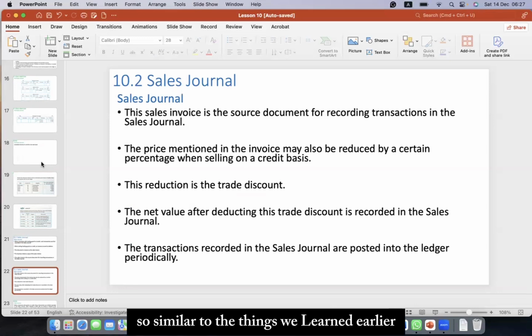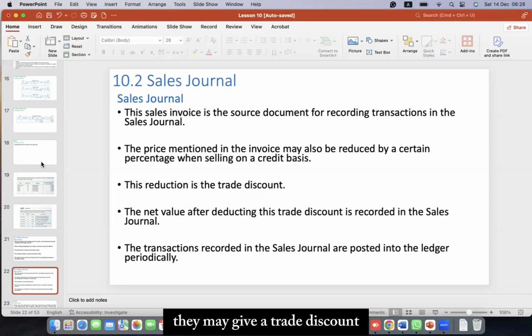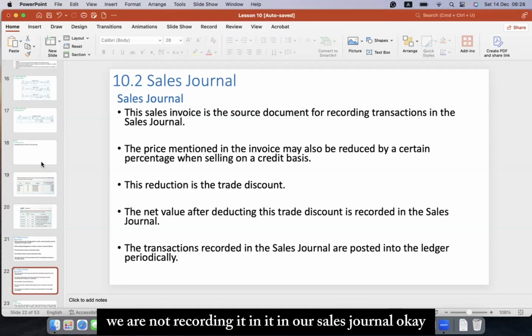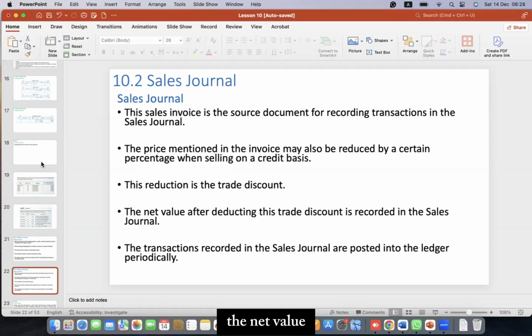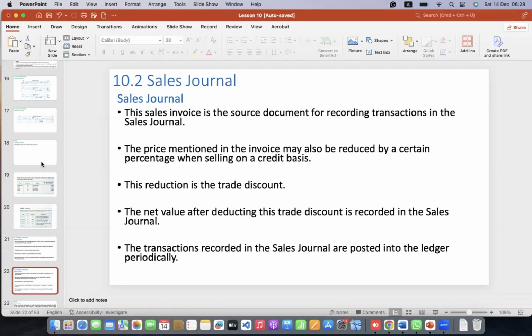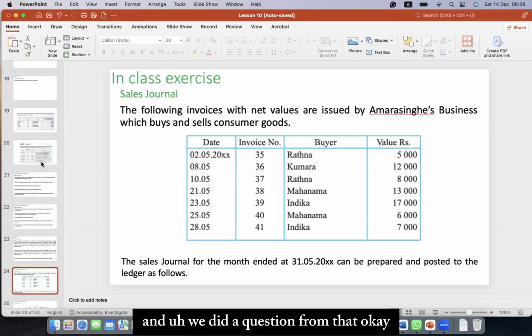Similar to what we learned earlier, when a business makes a sale, they may also give a trade discount at the point of sale. This trade discount is recorded on the invoice, but we are not recording it in our accounts. If there is a trade discount, we do not record it in the sales journal. The net value after deducting the trade discount is recorded in the sales journal. And we did a question from that.